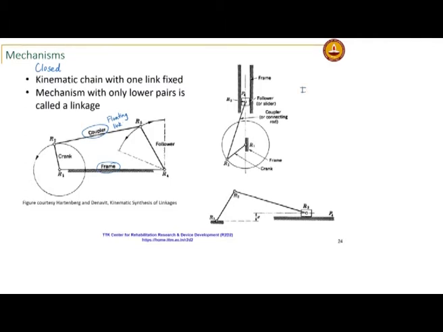This mechanism here is what is known as an inline or a central slider crank. The four bar is typically referred to as a 4R mechanism, and 3R 1P is your slider crank. Again, you have the frame, one link which is fixed, then you have a crank, a coupler or connecting rod, and you have the follower, which in the case of the slider crank is your slider block.